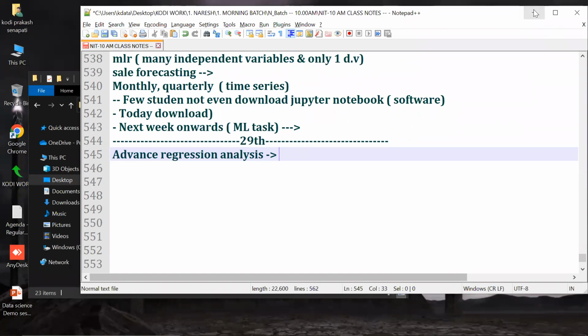So now, what are the performance measures of classifications? Confusion matrix. Okay, type 1 error is false positive. Type 2 error is false negative.